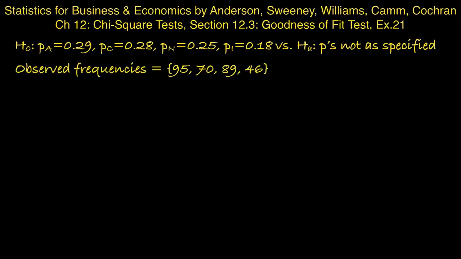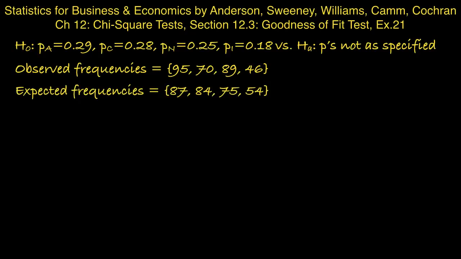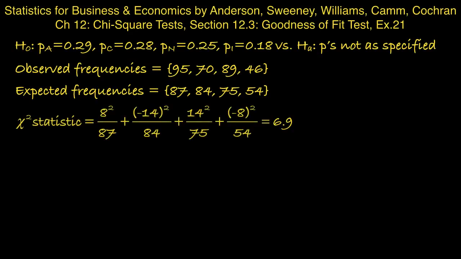The observed frequencies are as follows, and the expected frequencies we can calculate using the proportions in the null hypothesis and applying those to the total sample size of 300. And if we do that, we get expected frequencies as follows. Then the chi-squared statistic: take the difference between the observed and expected frequency, square it, divide it by the expected frequency, and then sum over the 4 entries. So we obtain 6.9 for the chi-squared statistic.